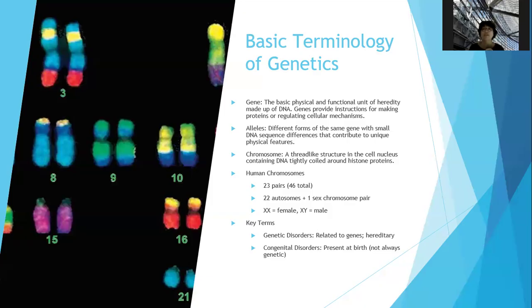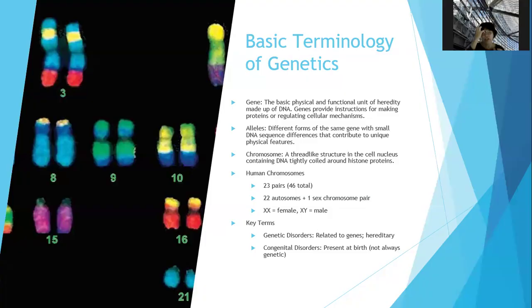So the chromosome is the thread-like structure in the cell nucleus that contains the DNA tightly coiled around proteins called histones. And then there are enzymes that uncoil the DNA and code for the RNA, which then goes out and makes the proteins in the ribosomes in the endoplasmic reticulum in the cell. Hopefully, all those sound familiar.